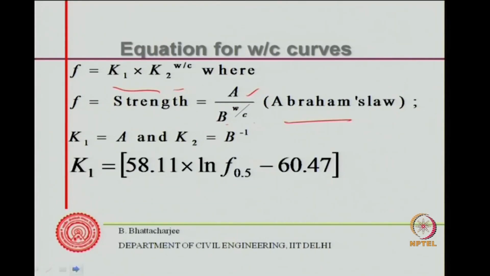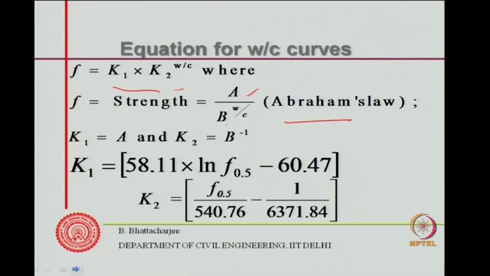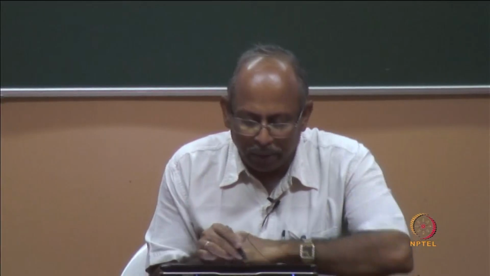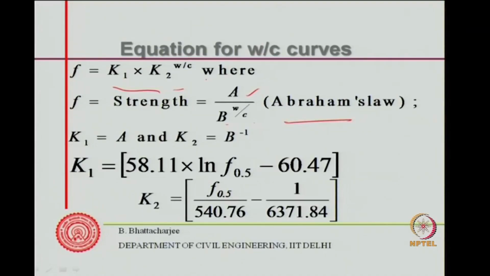So this one can fit into this curve, and if one fits into this curve, it has been observed that K1 can be related to log of 0.5 strength. For each curve, there were so many curves, if you know the 0.5 strength, you can find out K1, and similarly K2. We have done a regression analysis and found that K1 can be related to log of f0.5, and K2 can also be related like this. So if you know the 0.5 strength, you can find out K1 and K2, and therefore you can know the strength for any other water cement ratio.